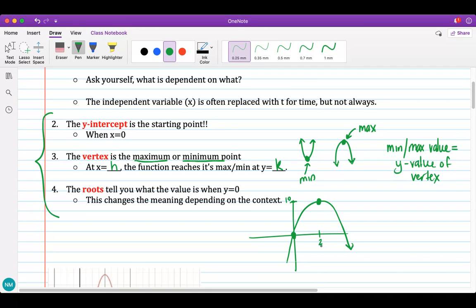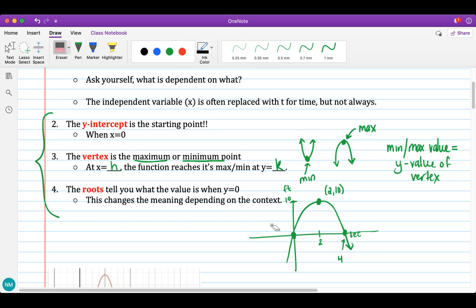Okay, so you see that at 2 seconds, my vertex is 10. At x equals 2, so 2 seconds. Let me put feet here. At 2 seconds, it reaches its maximum of 10 feet. And the question is, when did it hit the ground again? At 4 seconds, let's say.